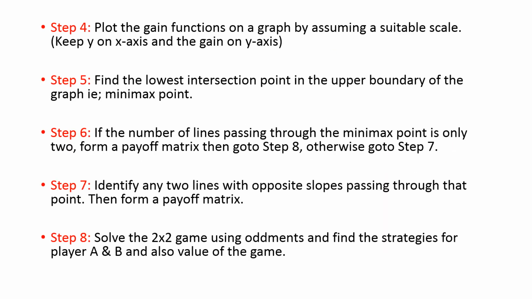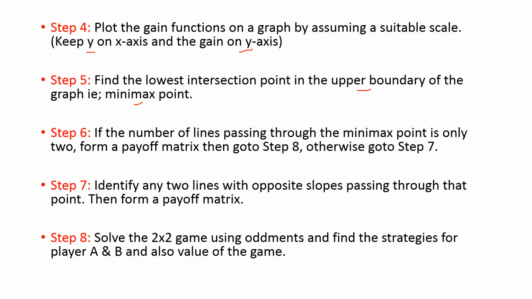Now step 4, plot the gain functions on the graph by assuming a suitable scale. Keep y on the x-axis and gain on the y-axis. Now find the lowest intersection point in the upper boundary of the gain graph, that is the minimax point. Find the lowest intersection point in the upper boundary of the graph.